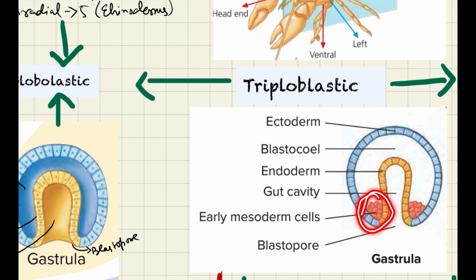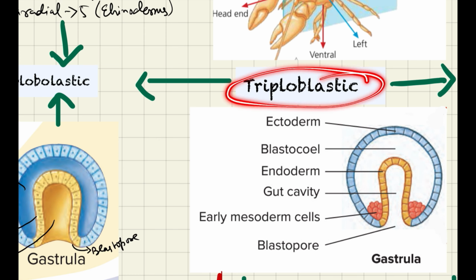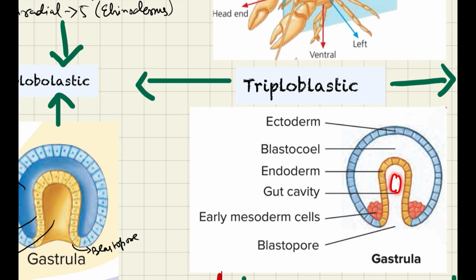Here is a bunch of cells which have actually been formed by this endoderm, and these are the mesodermal cells. They just fill this cavity, which is known as blastocoel, and they form a third layer, which is known as mesoderm. Thus three layers are there: endoderm, mesoderm and ectoderm. That's why triploblastic is there. This is the same gut cavity, archenteron. This is blastocoel.